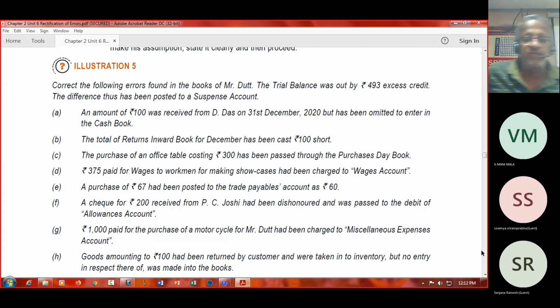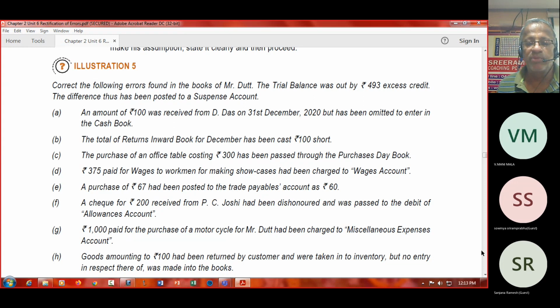Correct the following errors found in the books of Mr. Dutt. The trial balance was out by rupees 495 excess credit. The difference thus has been posted to a suspense account. An amount of rupees 100 received from Mr. D. Das on 31st of December 2020 has been omitted to enter in the cash book. The total of returns inward book for December has been cast 100 short.